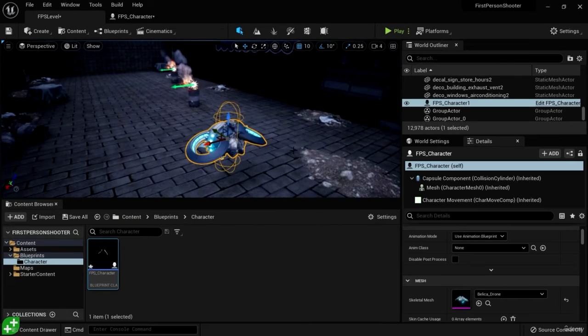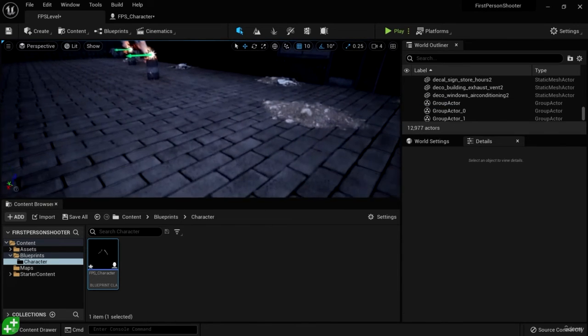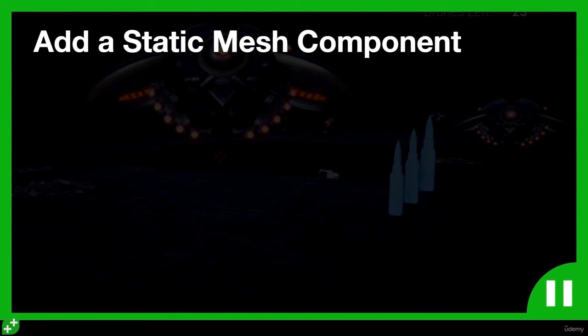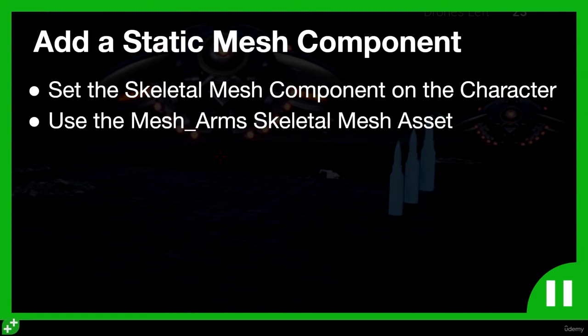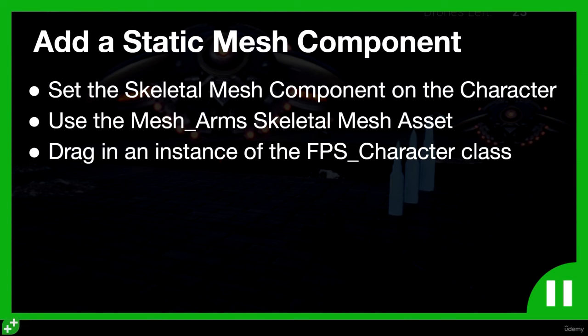Now, I'm going to go ahead and hit the delete key with this character selected. So as a challenge, I'd like you to open the character blueprint class that we just created in the blueprint editor and set its skeletal mesh component, and I'd like you to choose the mesh_arms skeletal mesh asset from the dropdown. And once you're done, go ahead and drag in an instance of this FPS character class into the world. Pause the video and do this now.